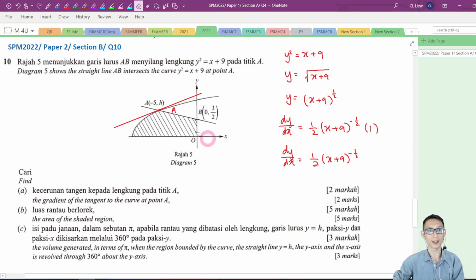This is dy by dx. The power is negative, so I'm going to move it downward to become the denominator of the fraction. And you have power 1 over 2, which is square root. So these two are the same thing.